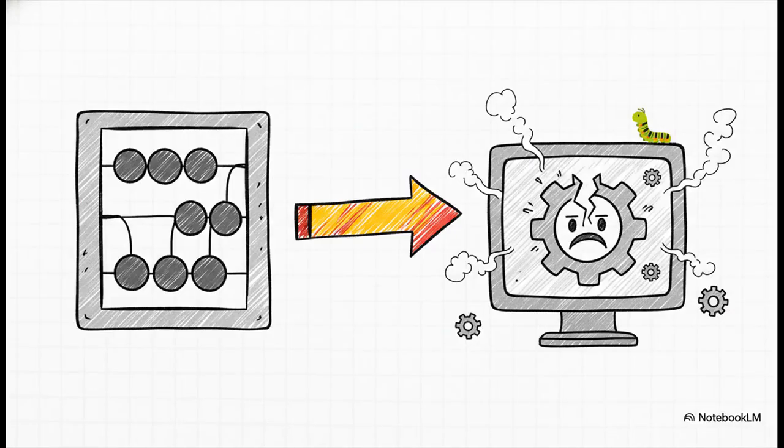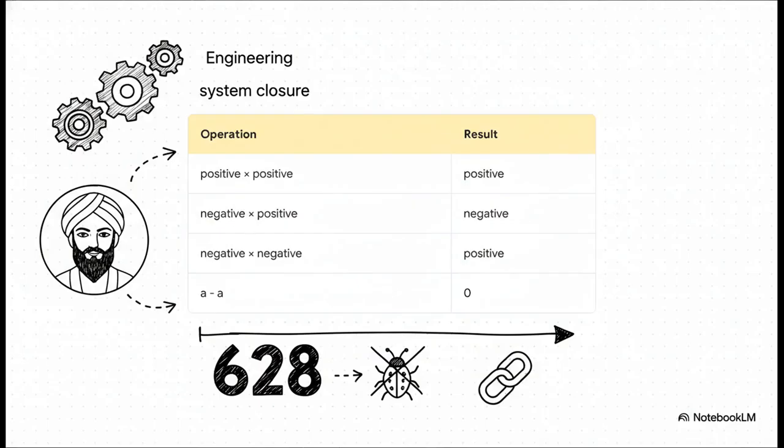Think about this from a system design perspective for a second. Before the 7th century, basic arithmetic had a critical bug. Subtraction was a real problem. If you tried to take a larger number from a smaller one, that was an invalid operation. In programming terms, it would literally crash the system, throw up an error. So how was this bug patched?